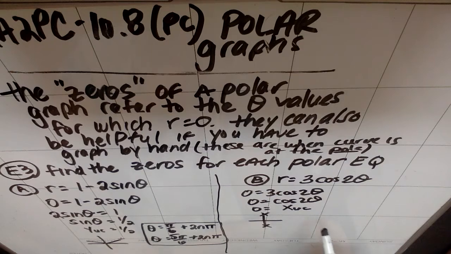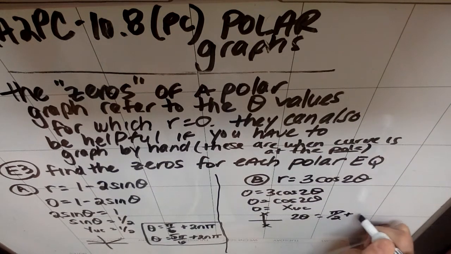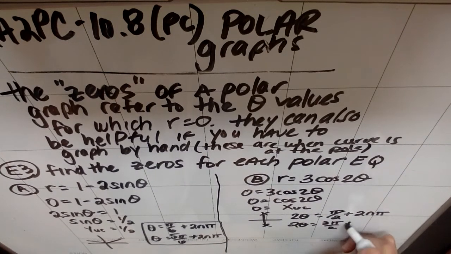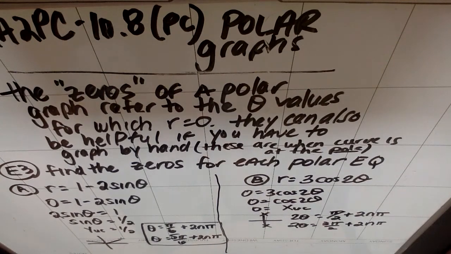But again, the trick here is that I'm going to have to divide by 2 at the end of the day, right? So what's going to happen is I'm going to get that 2 theta equals pi over 2 plus 2n pi, meaning a full circle, right? And 2 theta equals 3 pi over 2 plus 2n pi. Now, there is a little caveat here that I'll walk you through in a sec.